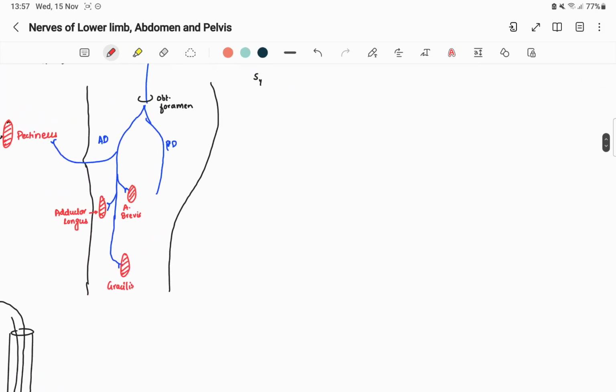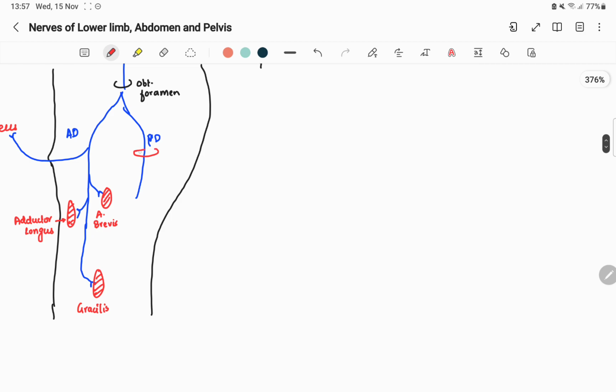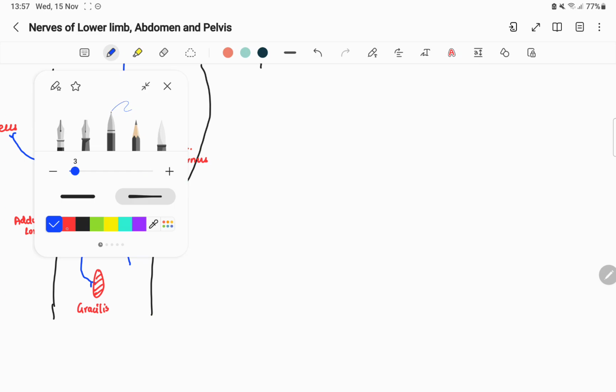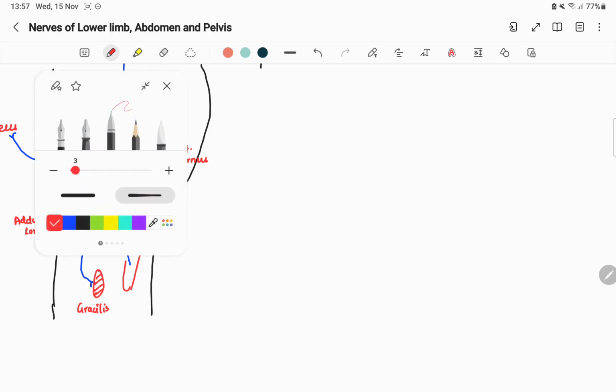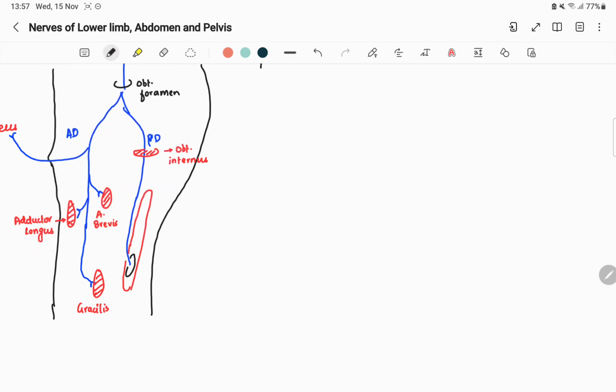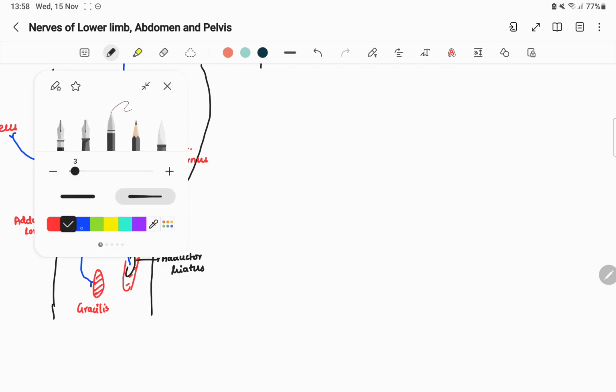And this posterior division first pierces the obturator externus muscle, goes down and comes through the adductor hiatus. We have an opening here called the adductor hiatus, and it is present in the adductor magnus muscle, so the nerve pierces and comes out like this.